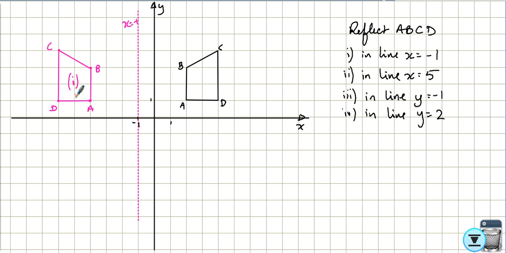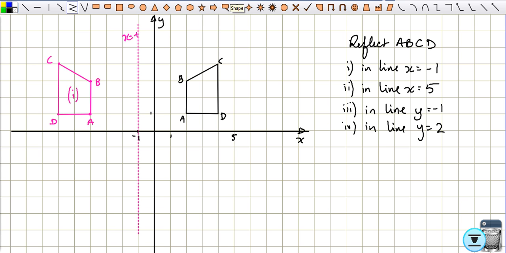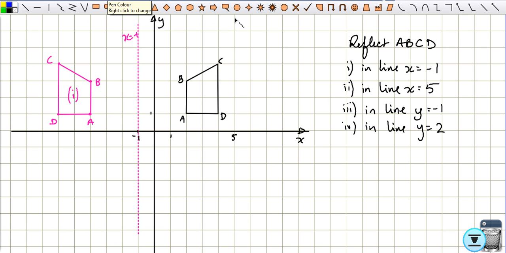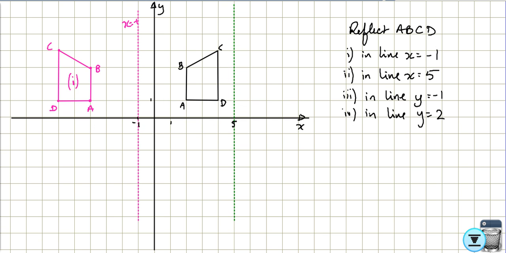Second one, in the line x equals 5, so we find x equals 5. So we have 1, 2, 3, 4, 5. This is 5. So the line x equals 5 is this line here. I am labeling the lines. Okay, so I need to now find the mirror image of ABCD under this line. So now this is our mirror, this is our shape.